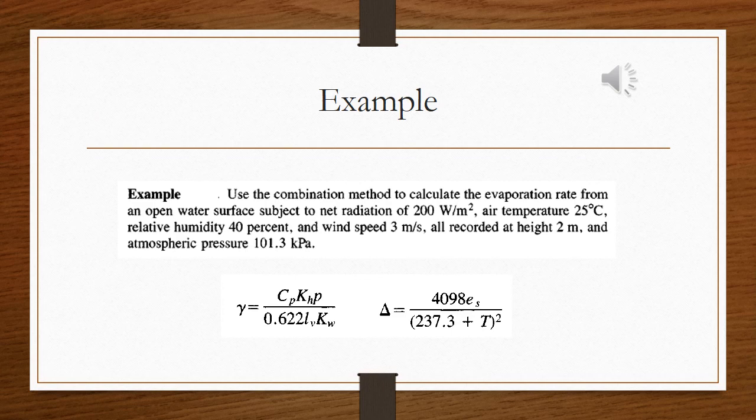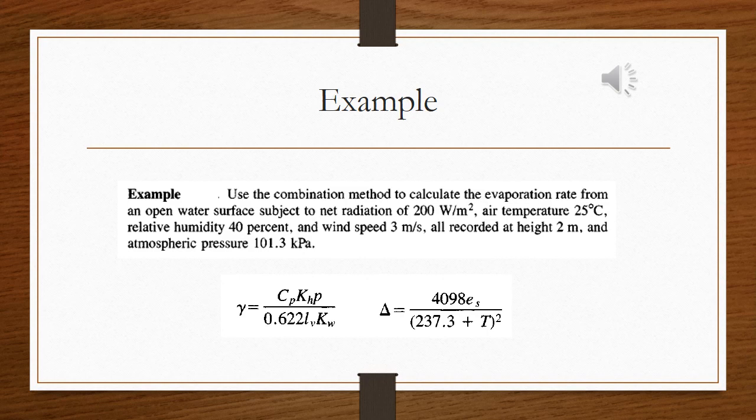Okay, we are going to use the previous example for the energy balance method and the aerodynamic method. As you see, the radiation is 200 watts per meter square, the temperature 25 degrees centigrade, relative humidity 40, wind speed 3 meters per second, all recorded at a height of 2 meters, and atmospheric pressure 101.3 kilopascal. It's the same thing. We are going to find ER and EA, the energy balance method and aerodynamic method evaporation rates. But we need to define gamma and delta first.